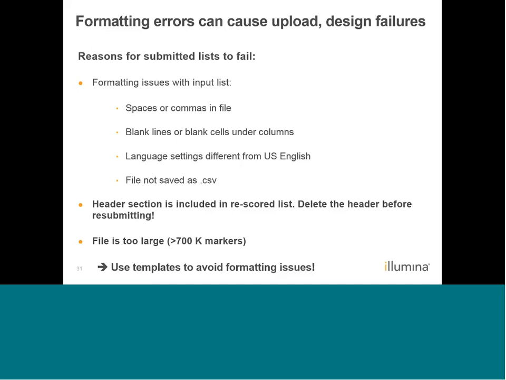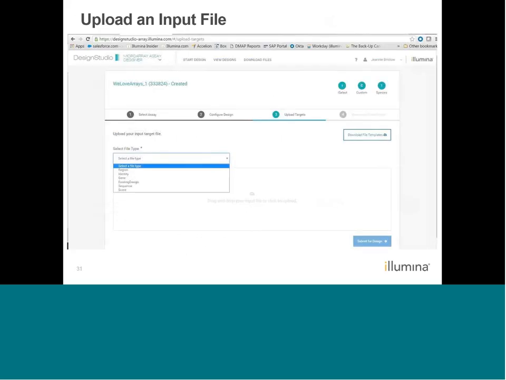You can also experience issues if the language setting on your computer is other than US English. And then finally, if the file is not saved as a CSV file, you will not be able to submit it. As I mentioned, you can submit a modified score file, but just remember to delete the header, because if you don't, you will get an error. Also, if the file is too large, that is, it's over the maximum of 700,000 markers for a custom array, then you will get an error message. The best way to avoid some of these formatting issues is to use the templates that we saw listed previously.